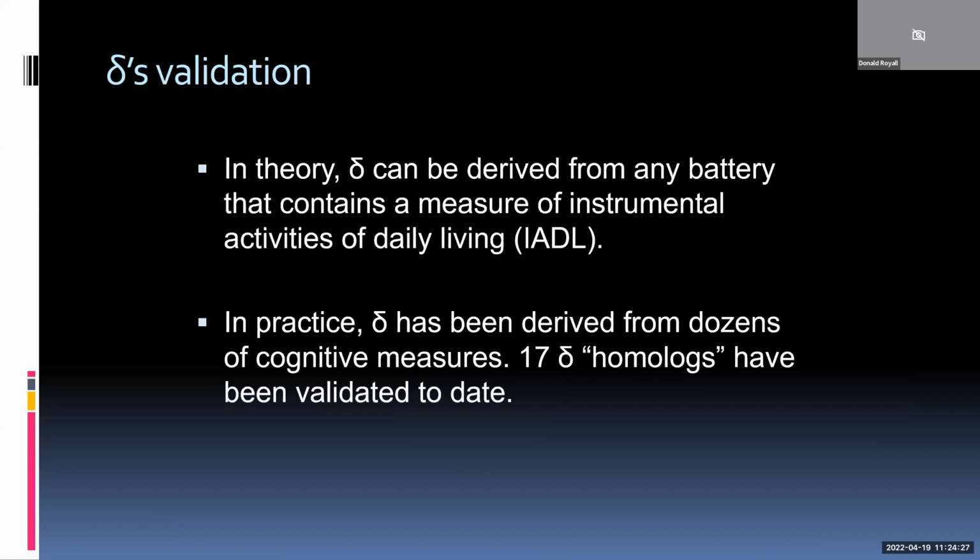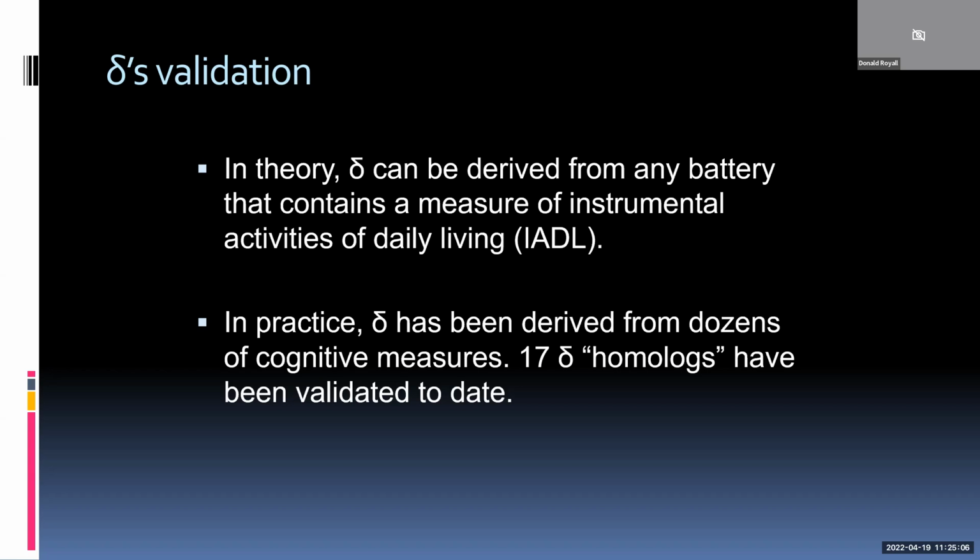So let's go back to D now. In theory, delta can be derived from any cognitive battery that contains a measure of instrumental activities of daily living. Already there, you're in trouble because a whole lot of data sets measure cognition robustly, but they have little, if any, measures of IADL. And you just can't use them to build D. Conversely, you have a lot of data sets in the social sciences that very robustly measure functional status, but they have very limited cognitive assessment. So you can run into problems there.